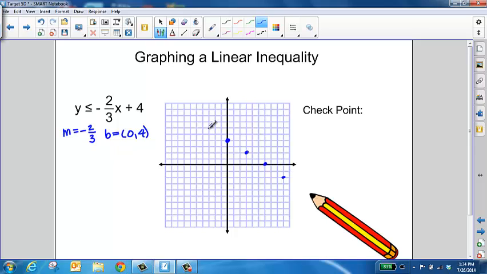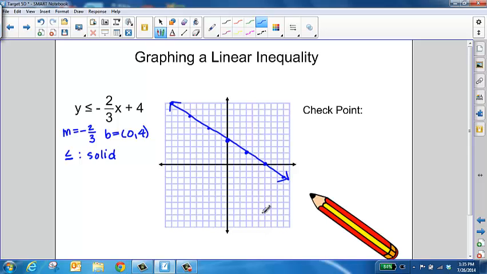Now before we actually connect our points, we want to determine what kind of line we need to draw. Since this is a less than or equal to symbol, we are going to be drawing a solid line. It has the line underneath, so we draw a solid line. And make sure when you are drawing your line that you extend all the way across your graph, because you're essentially creating this boundary line that breaks your graph up into two portions. We have this upper right portion here and this lower left portion here.